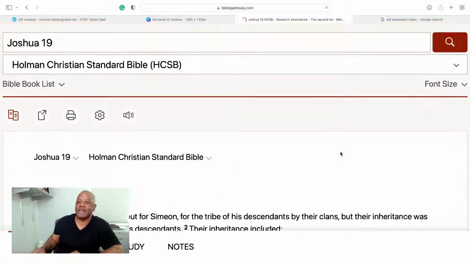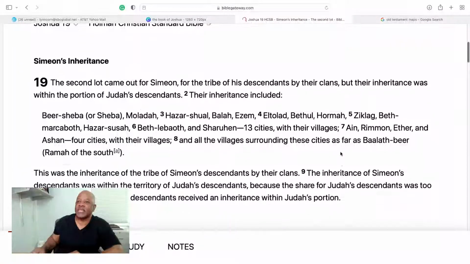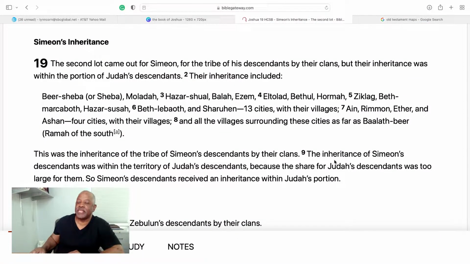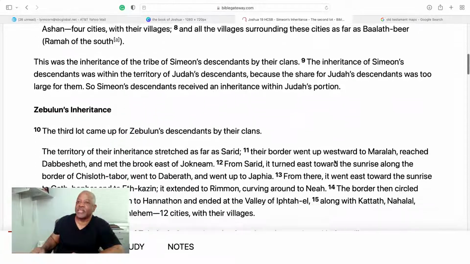Joshua chapter 19. It says the second lot came out for Simeon, for the tribe of the descendants by their clans, but their inheritance was within the portion of Judah's descendants. And then it goes on to give that description.